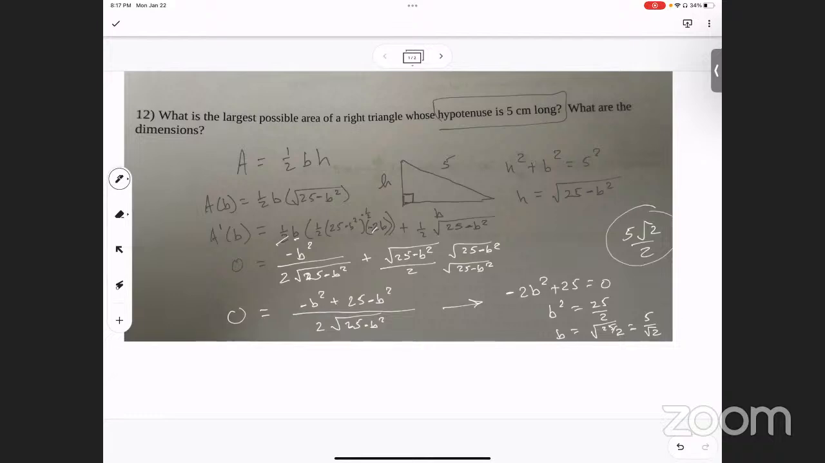So that's your height. No, that's your base. And now to find your height, you just plug that into the equation and solve. So plug this in for that b, squaring that. That's going to give you 25 over 2. So h squared plus 25 over 2 equals 25.